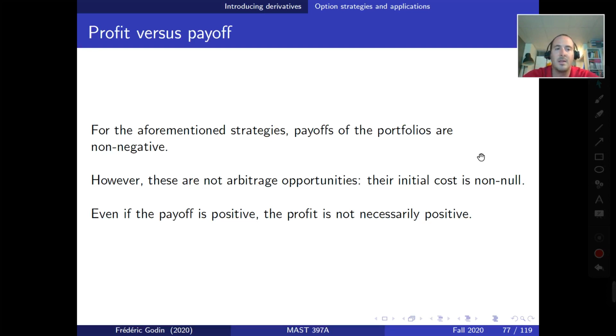Okay, so this means that even if your payoff from this strategy is greater or equal to zero, your profit from it will not be greater or equal to zero in all cases. Because to calculate the profit, you must take into account not only the payoff, but the premium you paid to enter this position, which is a cost.